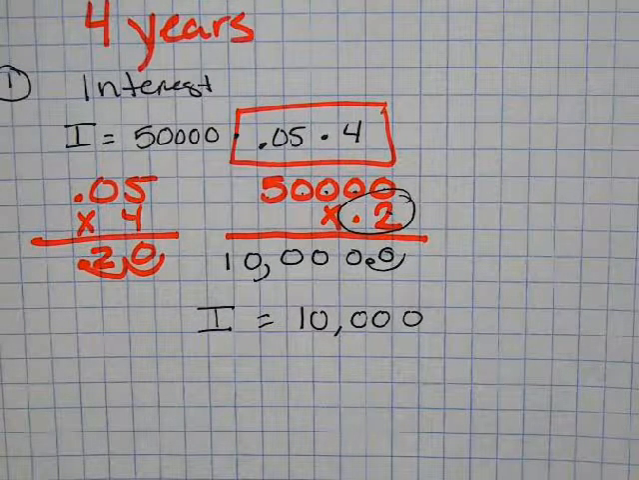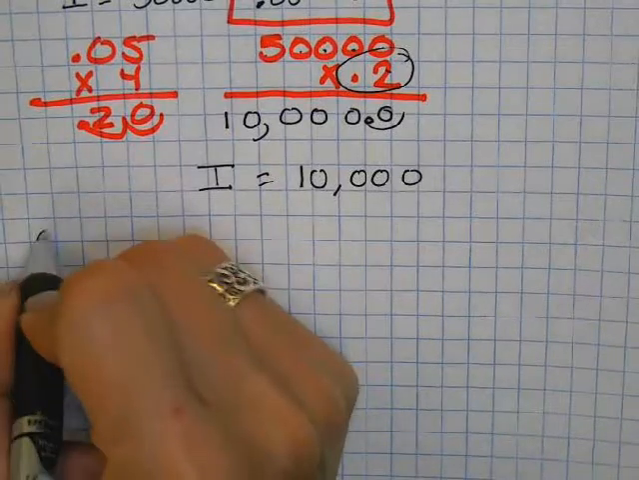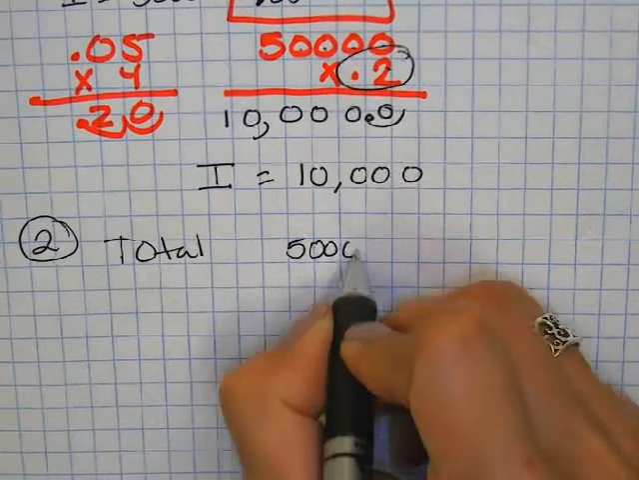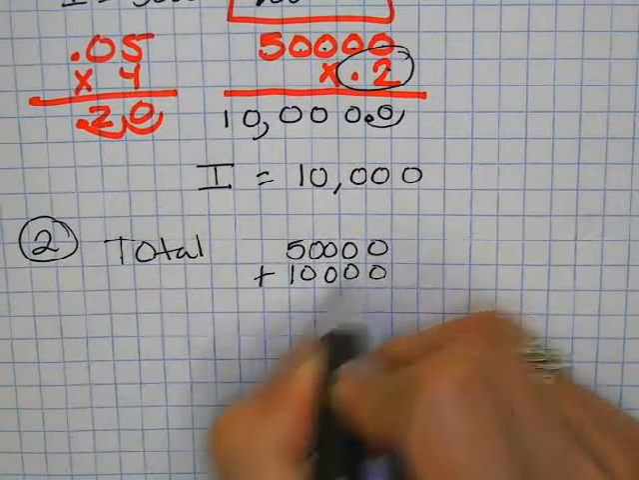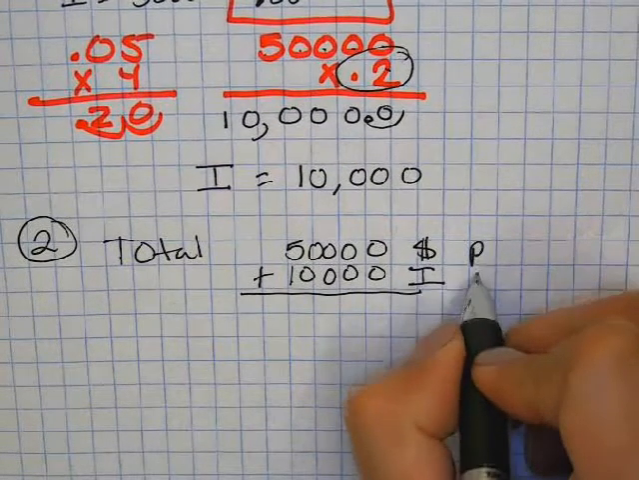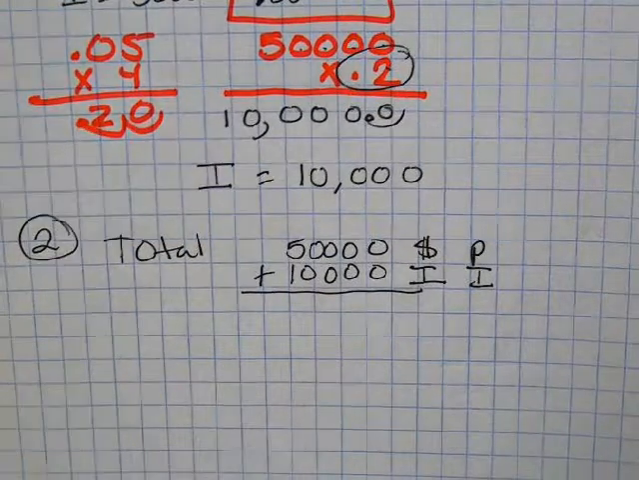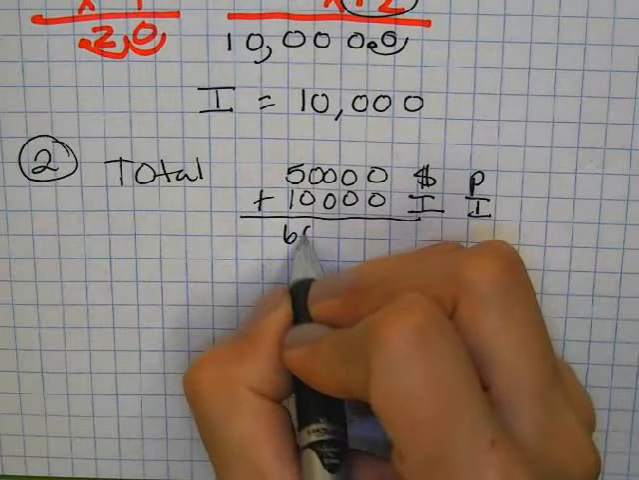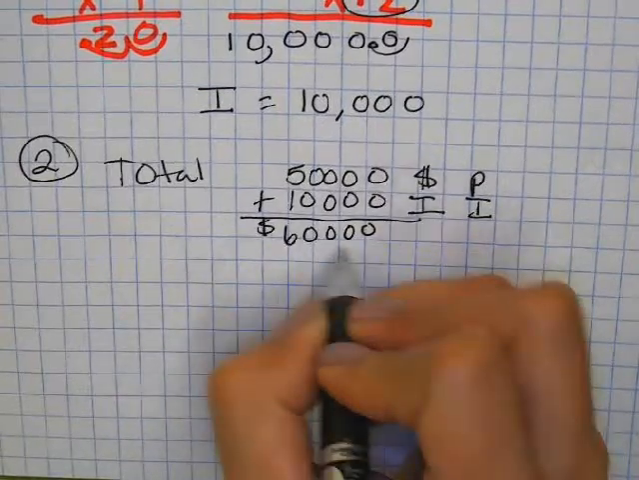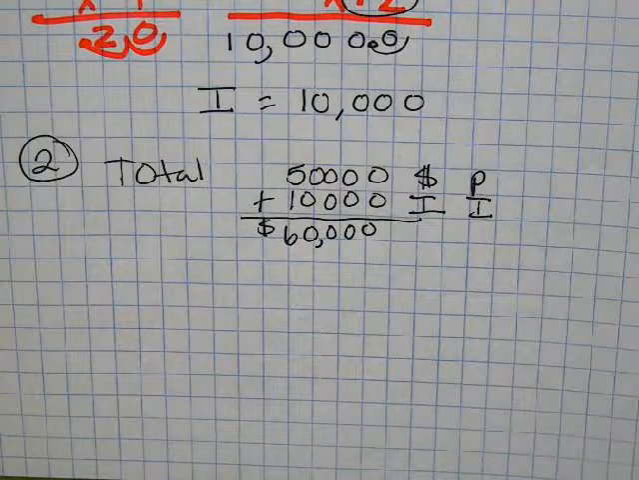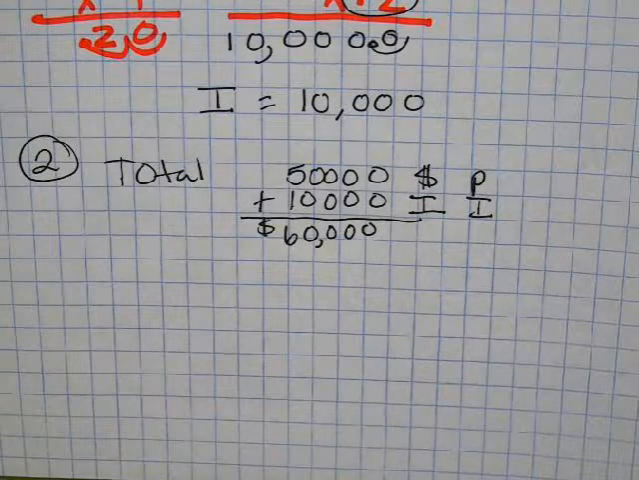That's all I'm paying? No. To find your total, what do I add? Good. So your principal plus your interest, right? So what is 50,000 plus 10,000? 60,000. So instead of just paying back the 50,000 that I borrowed, I pay an additional $10,000 just in interest.